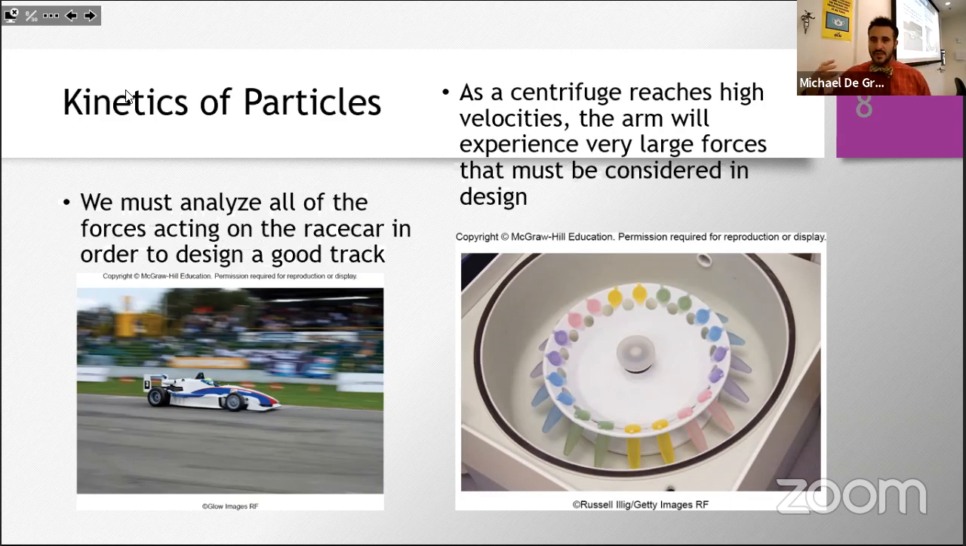So in order to talk about kinetics of particles, we need to be able to analyze, well, why do we want to talk about kinetics? Well, if we can analyze all of the forces acting on a race car, then we can design a good track. We can know how much force the road needs to be able to absorb. We can know how much force interacts between those two objects. If we have a centrifuge and it reaches high velocities, we need to make sure that the force on the arm doesn't break it.